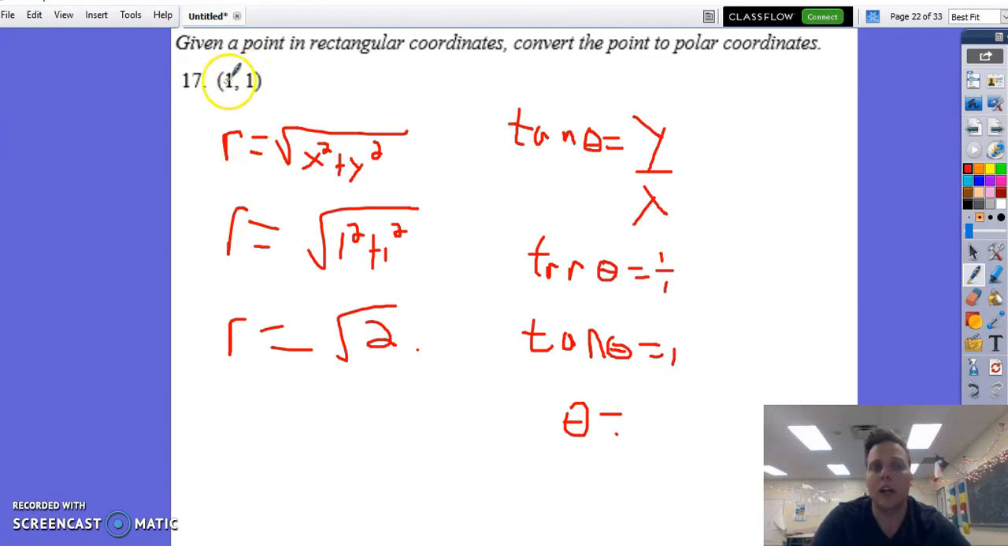Go back to your point, 1 comma 1. What quadrant does that fall in? Well, x is positive, y is positive, so it falls in quadrant 1. So that means you want the angle that's going to make you fall in quadrant 1, which would be pi over 4. So you get the point square root of 2 comma pi over 4. That's your answer.